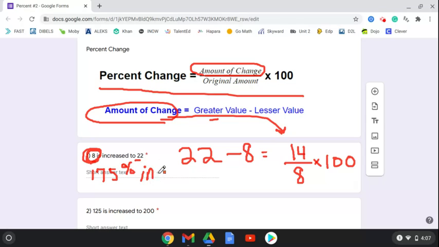And then I'll type the word increase, right? Because this is an increase. If I'm going from 8 to 22, I am increasing by 175%.